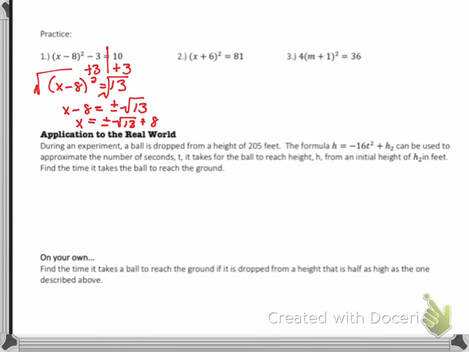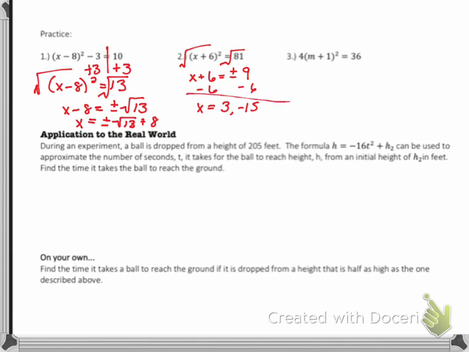For number 2, you would need to start by square rooting both sides, which is awesome. It works out nicely. That leaves me with x plus 6 is equal to positive or negative 9. Go ahead and subtract 6 from both sides. And 9 minus 6 is 3. And then negative 9 minus 6 is negative 15. So those are your 2 answers.